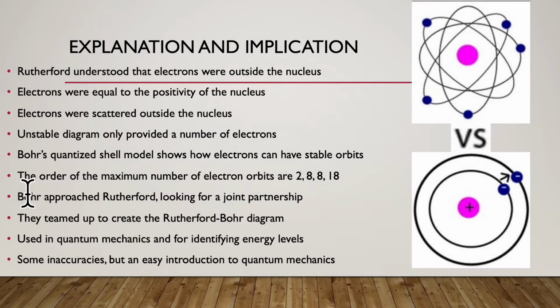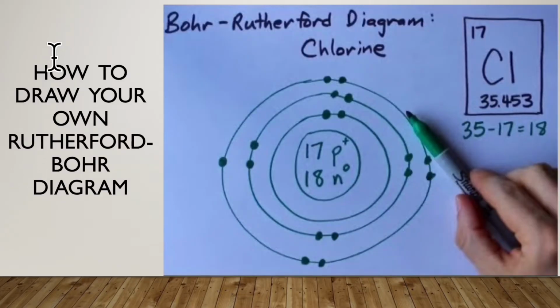And it was used in quantum mechanics for identifying energy levels, as I said before. And there were some inaccuracies, but it's a great introduction to quantum mechanics due to the energy levels that you can measure. So, how to draw your own Rutherford-Bohr diagram. So basically this is an element of chlorine, but it can be anything on the periodic table.